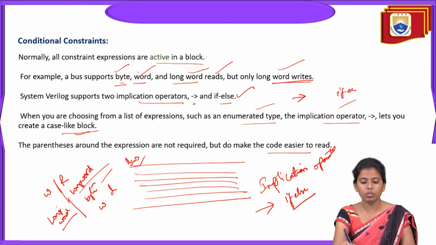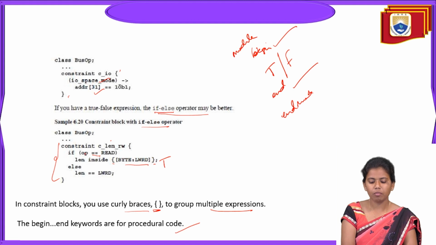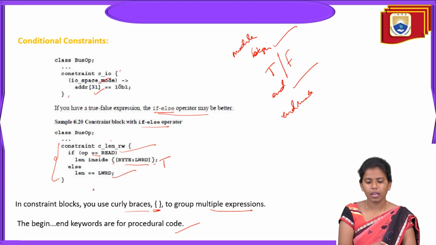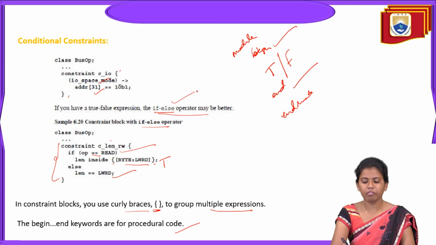Also SystemVerilog supports two implication operators: the implication operator, that is this one, and the if else. The good example that we considered is bus. In the bus we have seen one operation is meant for reading, and if it is not reading, it can be meant for writing. Then coming to the conditional constraints, it is the same, using the if else operator.